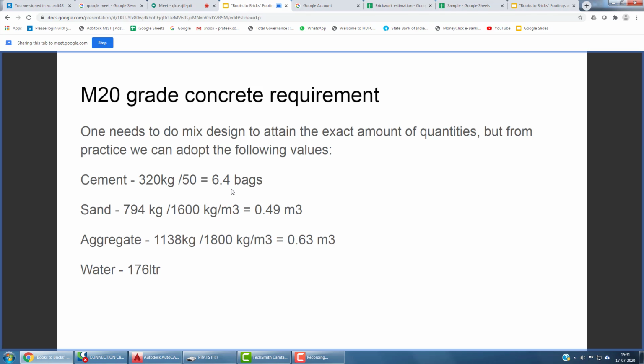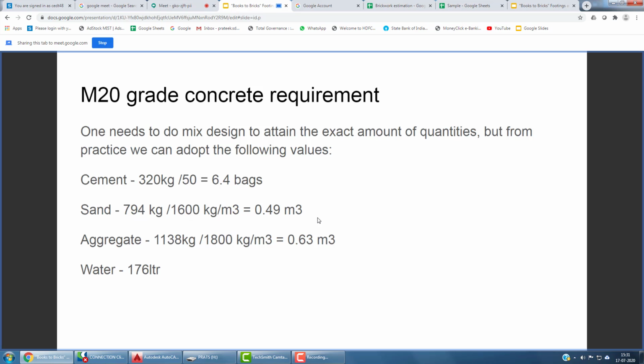So as per my knowledge, and most probably you will see in the mix designs also, 320 kg is enough for M20, sand 794. These are not in any particular ratios. These are as per the mix design. So it will not be as per 1:1.5:3 and all. So these are different. Aggregate 1138 kg. For one bag of 50 kg, so 6.4 bags for 1 m cube.